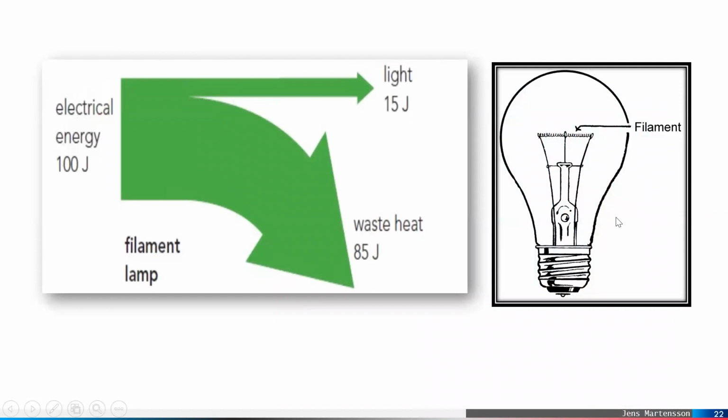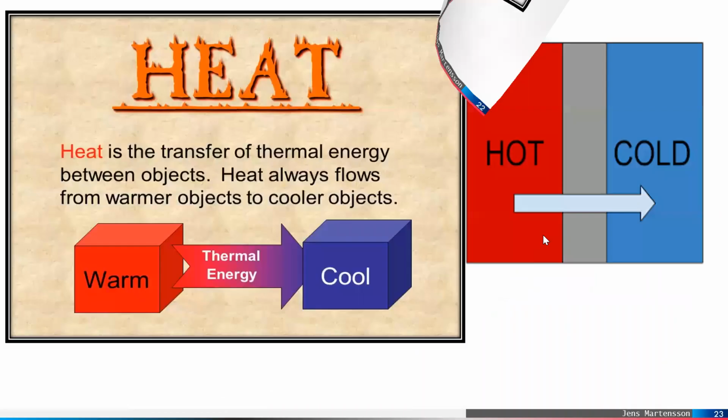Another example about the Sankey diagram is the filament lamp. Here we have a less efficient filament lamp, because the input energy here is 100 joule and 85 joule go to the surrounding as wasted energy. So this bulb or this lamp is not efficient at all, because the useful energy, which is the light, is only 15 joule. We need the filament lamp to light our rooms and our places.